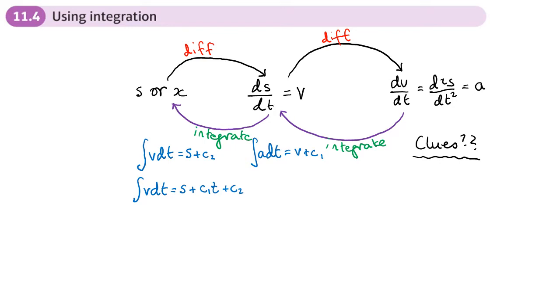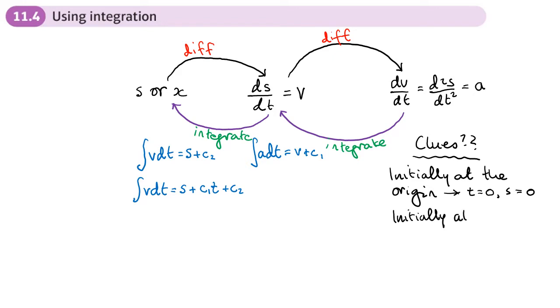Okay, so it may say something like initially at the origin. What that means is that when t is 0, s or x was 0, initially at the origin. If it says something like initially at rest, or it says for a particular time it's at rest, what that means, in this case, is t is 0, v is 0. Again, we can use that to find the constant.